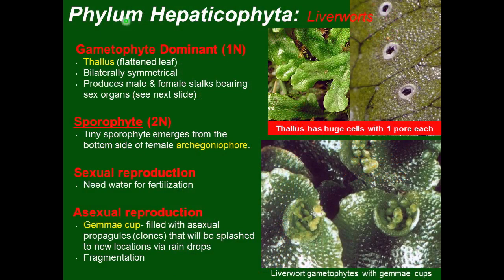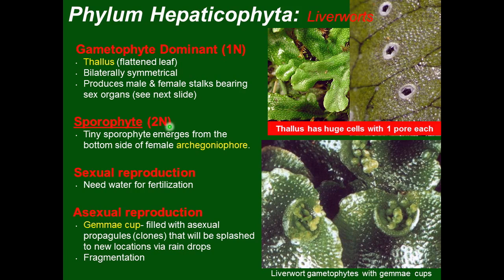The phylum Hepaticophyta, or the liverworts, the gametophyte is dominant. And the leafy stage that we see is called the thallus, somewhat like our algae. They're bilaterally symmetrical, meaning we can cut them into equal left and right halves. They produce male and female stalks bearing the sex organs. We'll see that on the next slide.